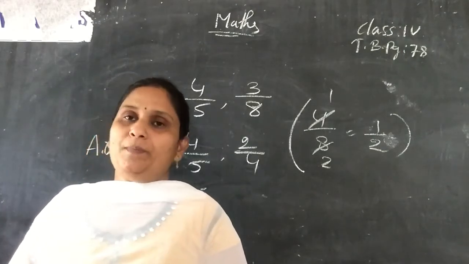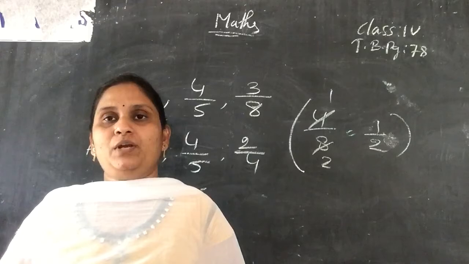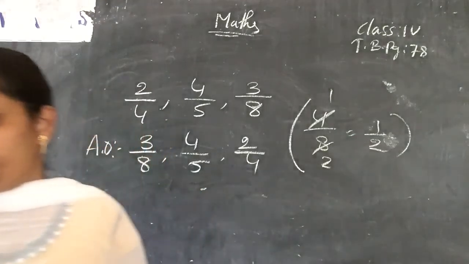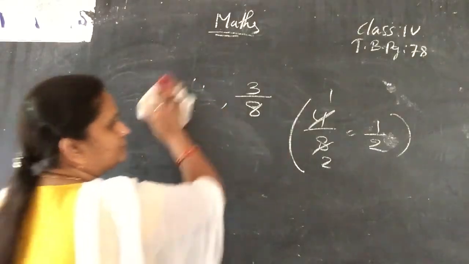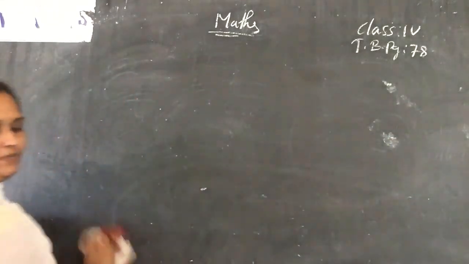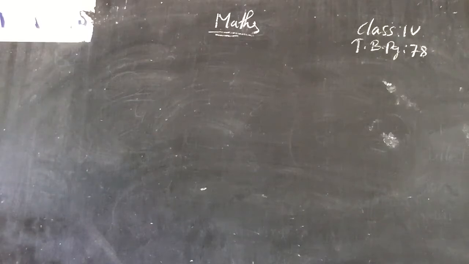Now coming to Roman number 4. Section 4 is related to the descending order. The last section of page number 78. Descending order.